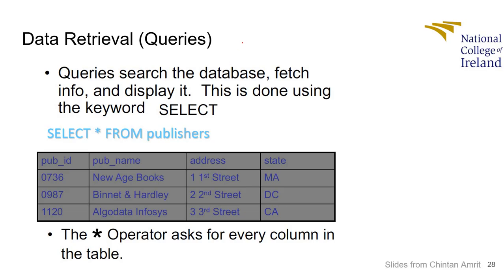The main keyword for retrieving data from the database is the SELECT keyword. You will fetch and display information a lot of times using SELECT. The keyword SELECT star asks for all columns, and you select something from a table. So we're selecting all columns from the publishers table, and that will give us all the columns: publisher ID, publisher name, publisher address, and publisher state.